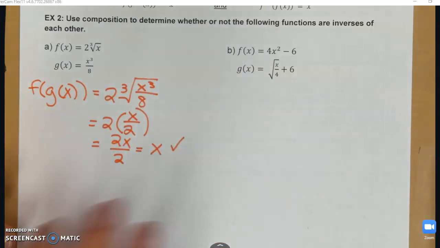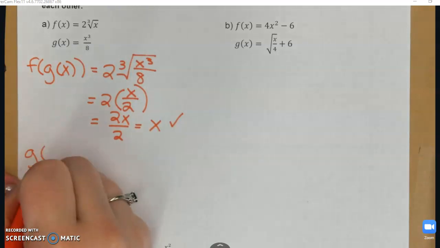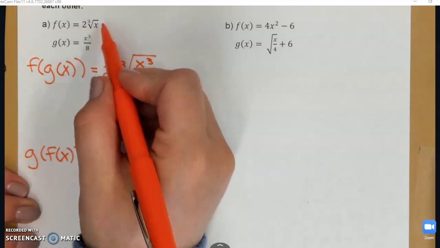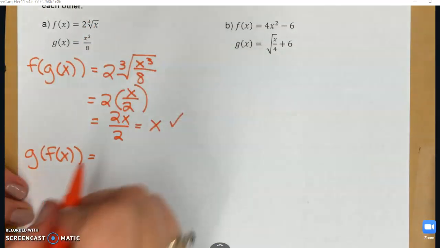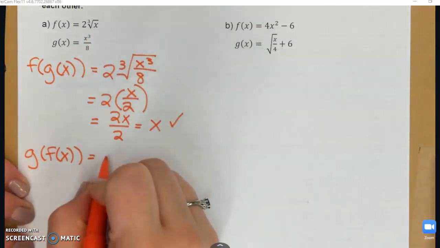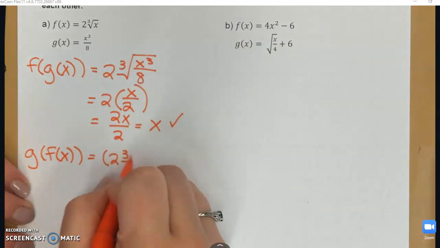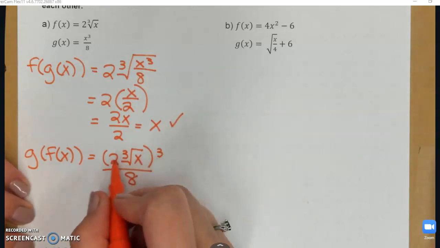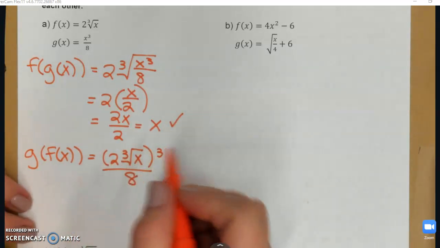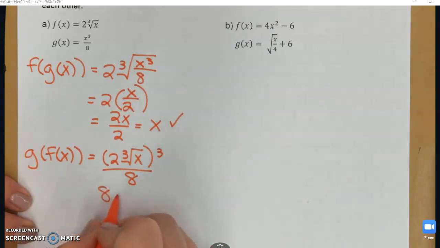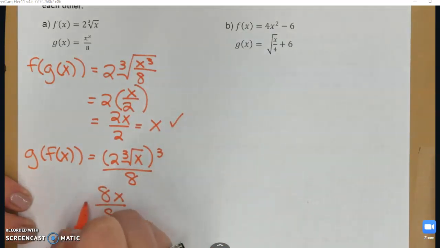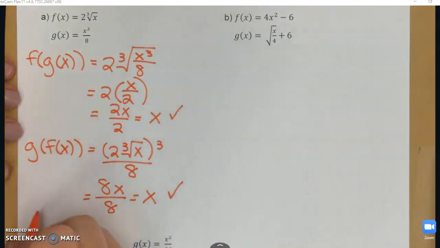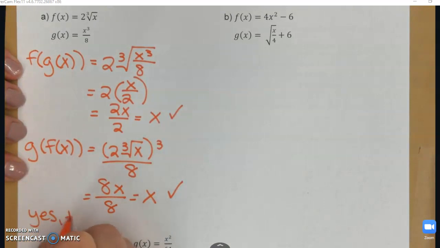Now I have to verify it the other way. I have to do g of f of x. And so this time I'm going to be plugging in my entire f function in place of x in our g function. So that's going to be 2 cube root of x, cubed, over 8. So to cube this, I have to cube both the 2 and the cube root of x. So that's going to be 8 times x over 8, which does reduce to x. So the composition worked both ways. So yes, they are inverses.